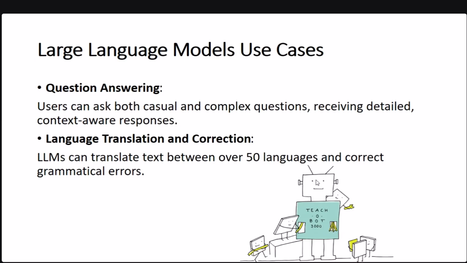Language translation and correction. Right now it supports around 50 languages, and in whatever languages it supports, if it finds some grammatical errors, it can tell us that these are the grammatical errors found in those languages.